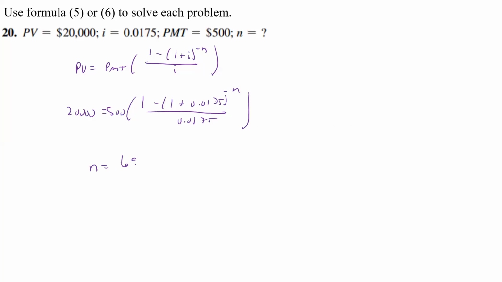I don't think it said how many decimal places, so let's write them all down: 69.3987. So we have to go at least one higher, so that's at least 70 months to be able to get that. If we did only 69, we wouldn't get to the full value of 20,000. So we have to go up to the next higher month, which gives us 70 months. All right, so let's stop with that one and come back for some more.